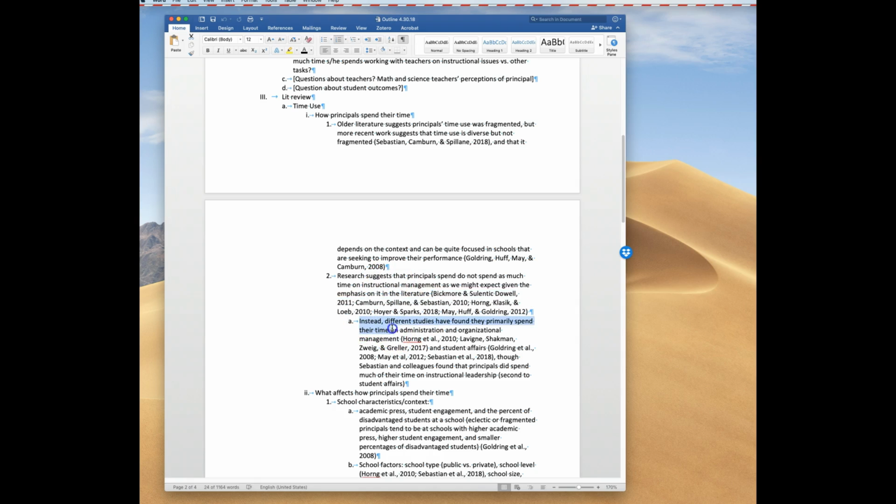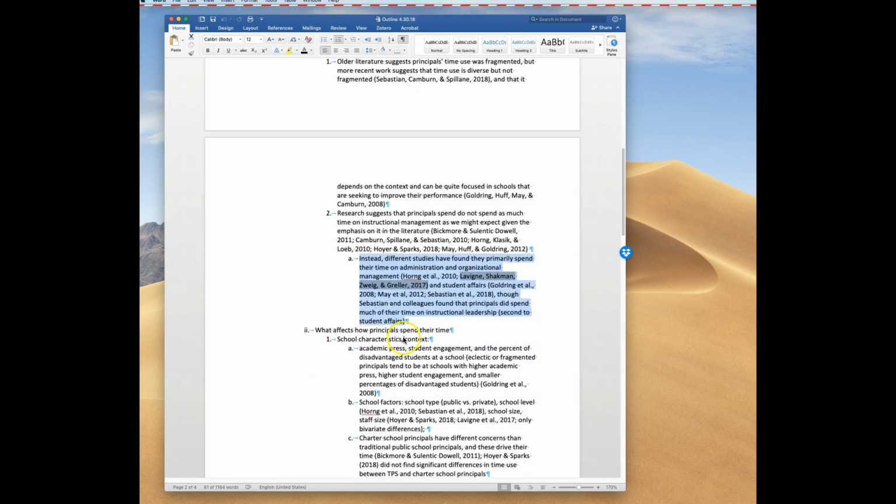And then I have this, and so there, I discussed a couple studies that support this, and instead, right, they're spending their time on administration and organizational management, student affairs, and then, of course, this exception that they spent substantial time on instructional leadership, second to student affairs. So it's not that I don't describe the studies, but I don't, again, just list them. I'm inserting them into this conversation.